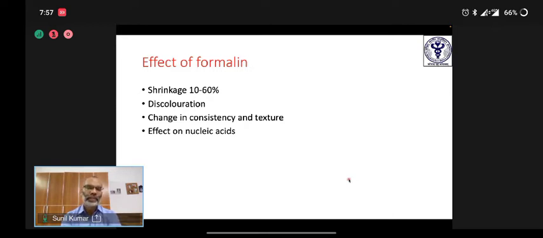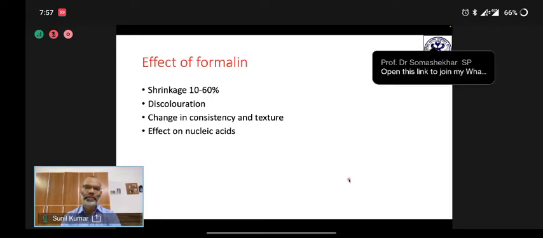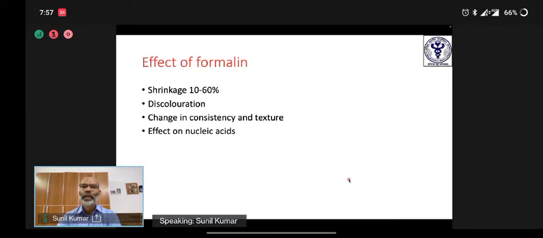Like I said, apart from the changes in color, it also changes the consistency. It becomes very hard. The texture changes: what was glistening and very smooth looking becomes a very rough and hard kind of surface.